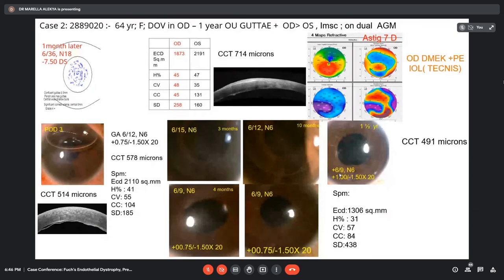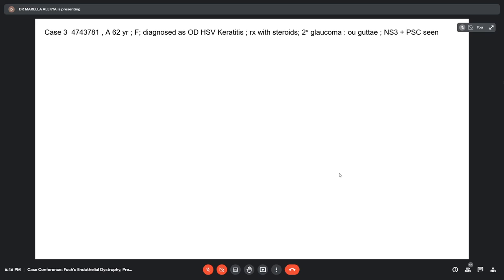They will go in for failure. We will see such patients in the next couple of cases. Go ahead. An old female, diagnosed as right eye HSV keratitis and treated with steroids elsewhere, now came for opinion on secondary glaucoma.